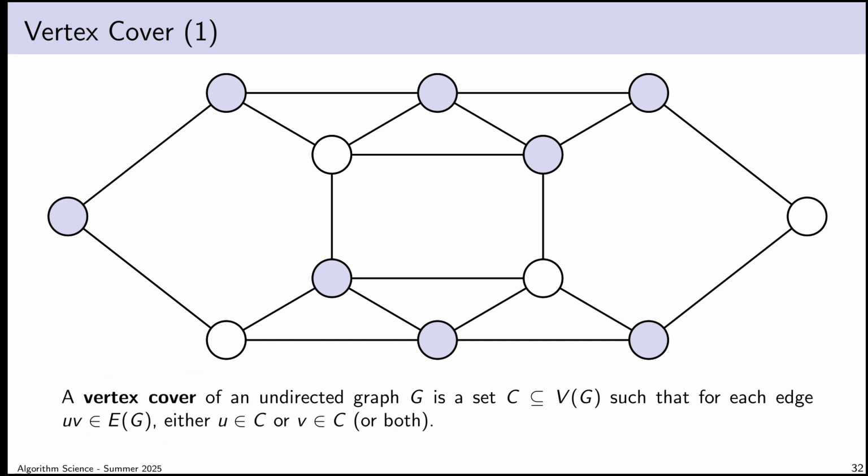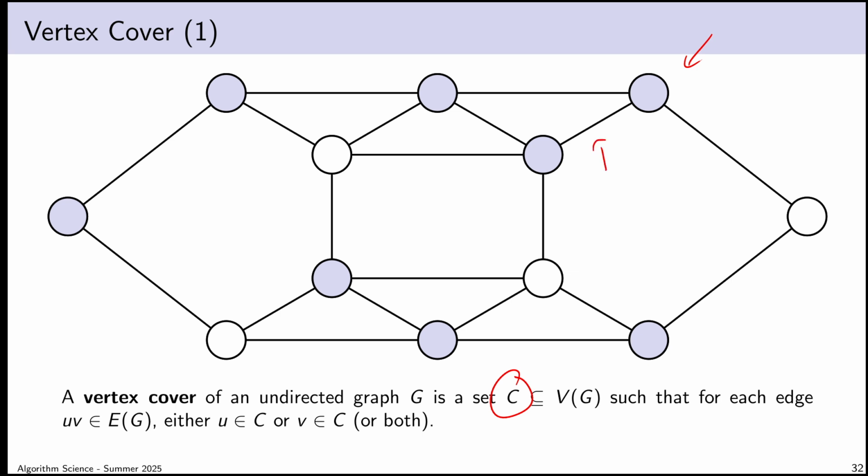We've seen this before. A couple of lectures ago, this came up in the context of flow networks, but a vertex cover of an undirected graph is some subset of the vertices, we'll call it C, such that every single edge of the graph has at least one of its endpoints in the set C. So the blue vertices shaded here comprise a vertex cover.